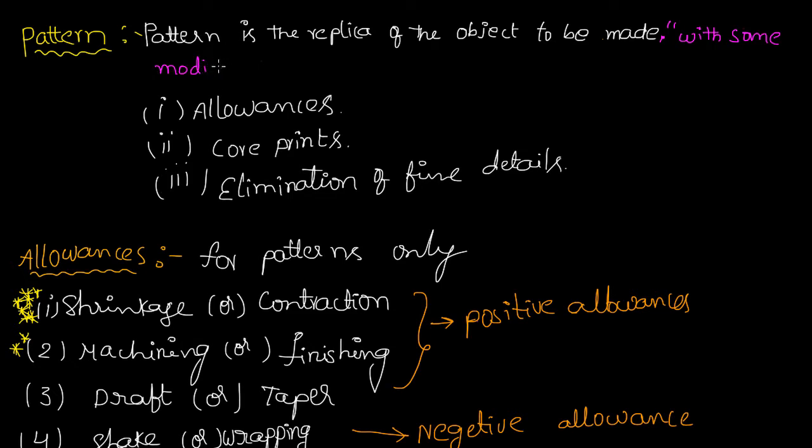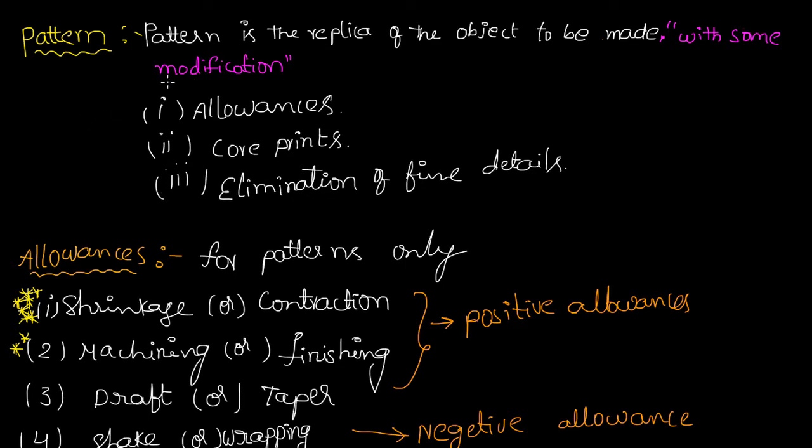Pattern is not the exact replica of the object to be made. It is going to get some allowances. We have to remove the core prints of the pattern, and we cannot produce some fine details in the pattern. That's why after solidification the part is taken out and some machining operations are done on it to get the required surface finish or some accuracy. That's why pattern is not the exact replica. So pattern is the replica of the object to be made with some modifications.